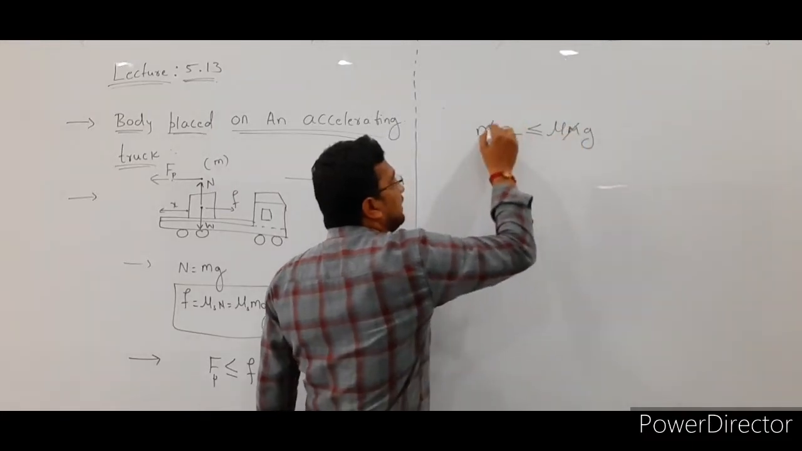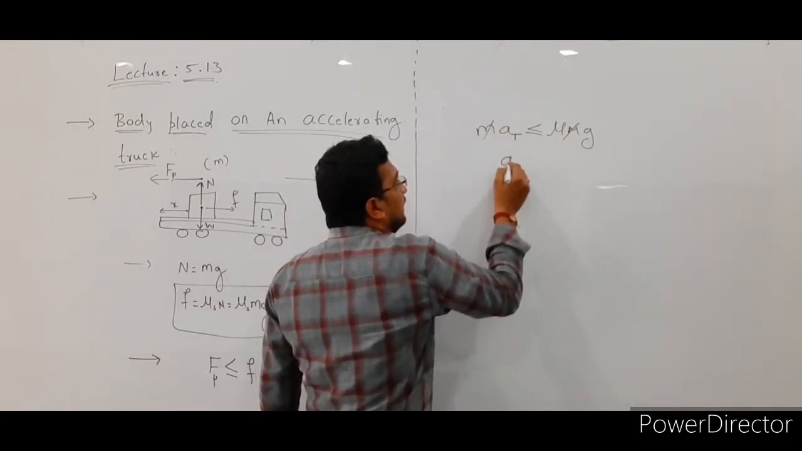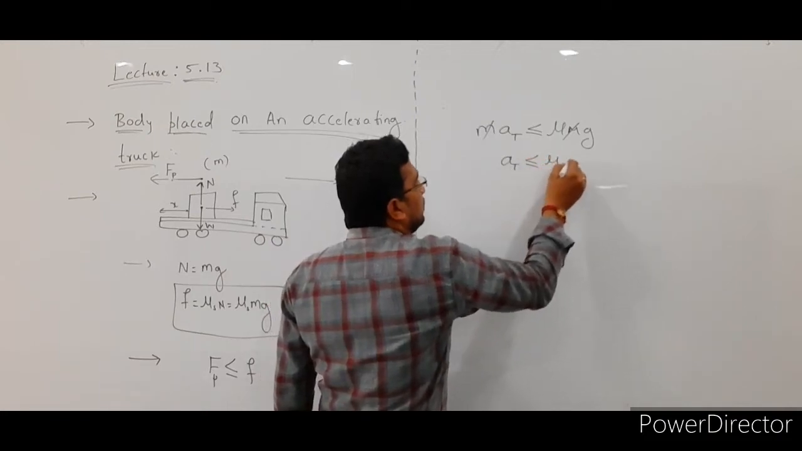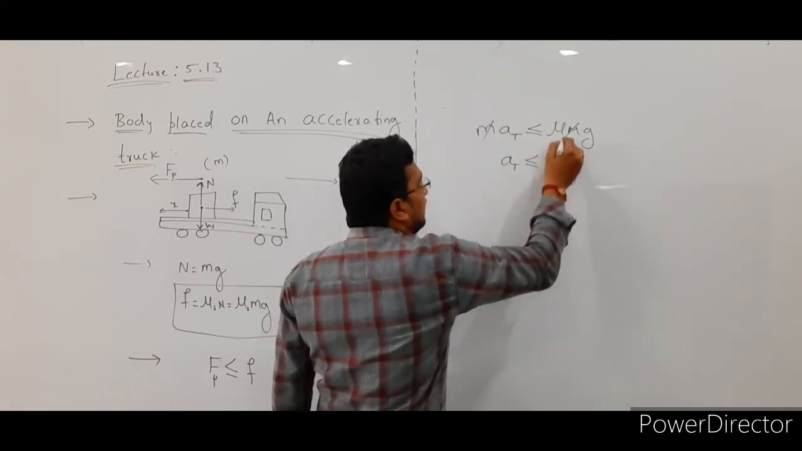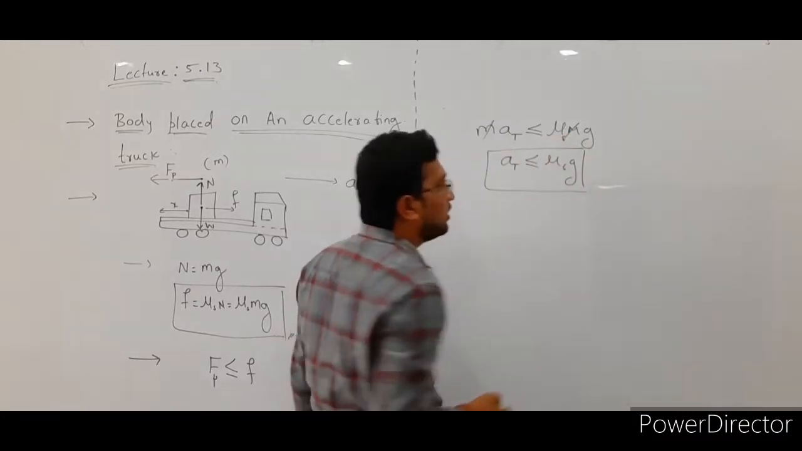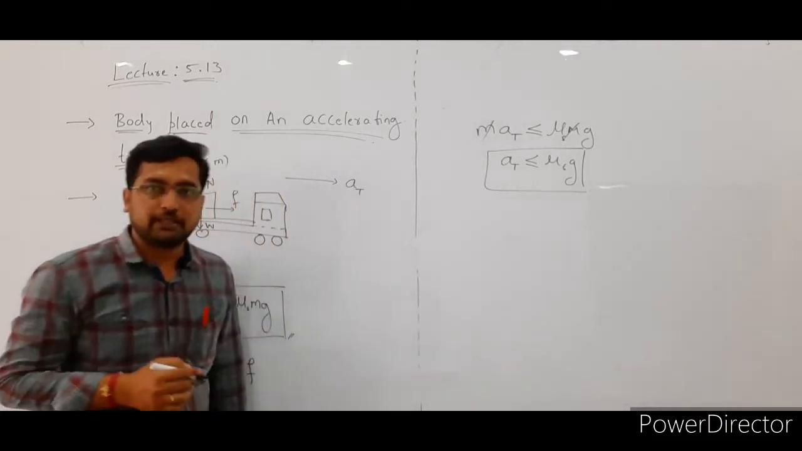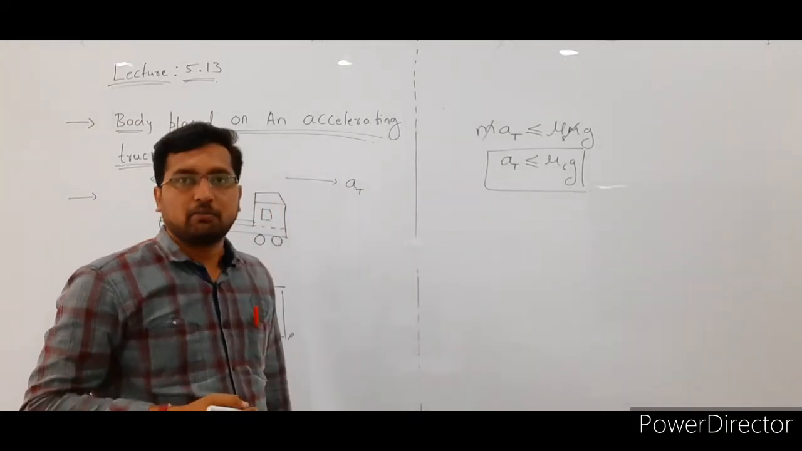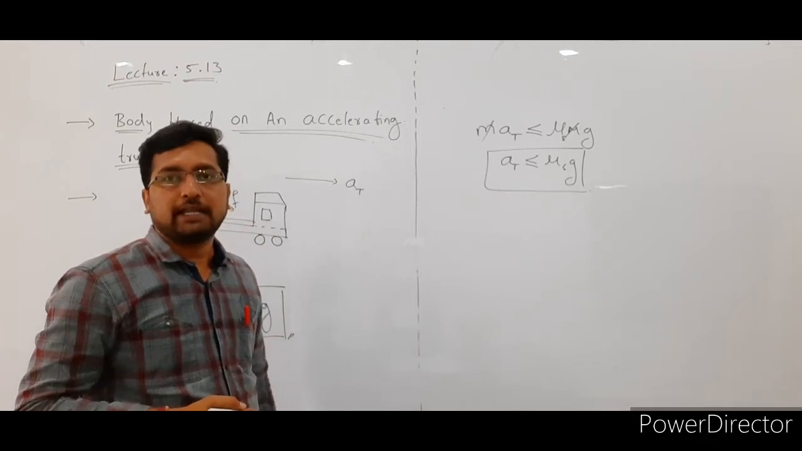In this case, m cancels on both sides. Then a suffix t is less than or equal to mu suffix s into g. So this is the maximum acceleration of the truck which can move without sliding the block.